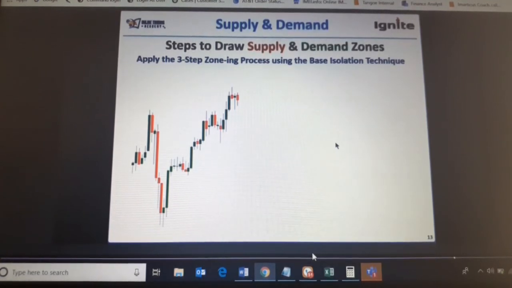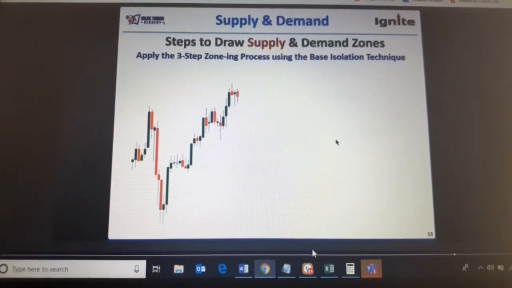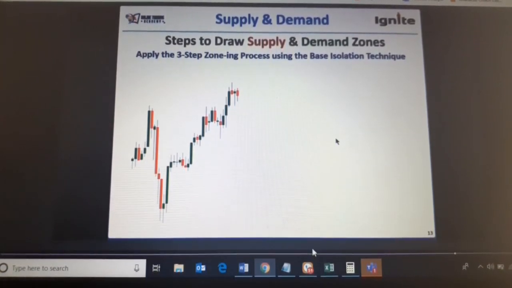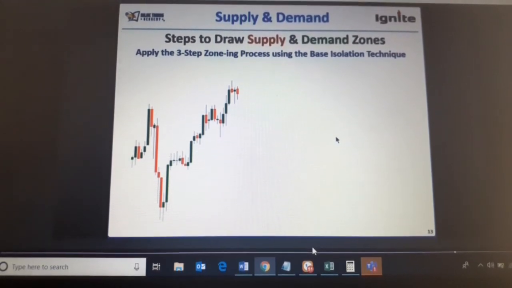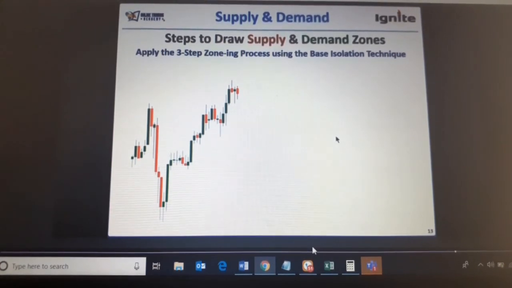What are the 3 steps? Come on. Yeah, start with the current market price. Without cutting through candles, look left and down until you find the origin for a strong rally price. Using the base leg technique, draw your proximal and distal line and extend them forward. So first you have to apply the 3-step zoning process.